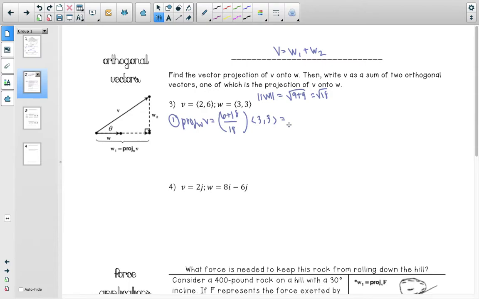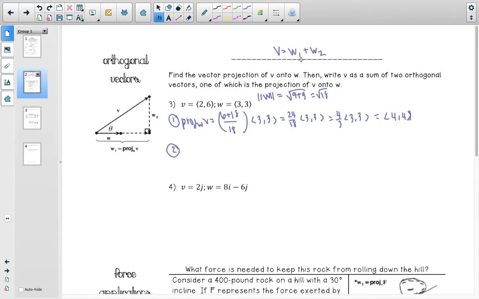You're going to do the 6 and 18 together, and you get 24 over 18. 24 and 18 simplify to 4/3. You're going to multiply that in. The 3's would cancel, and it's actually just going to be 4, 4. So the projected vector is just 4, 4. Oops, I made that a parenthesis.